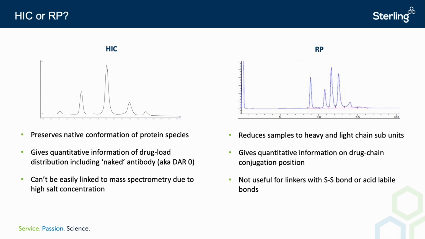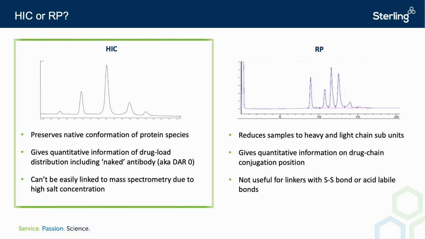During development of our exemplar batch, both HIC and reverse phase were used. However, when taken forward to QC, we decided to proceed with only the HIC method. This is due to the HIC method providing the breakdown of each conjugated species, including the unconjugated antibody, which must be monitored as an impurity. The drug conjugation position, while useful information, was not needed for a theoretical batch release of our exemplar batch.